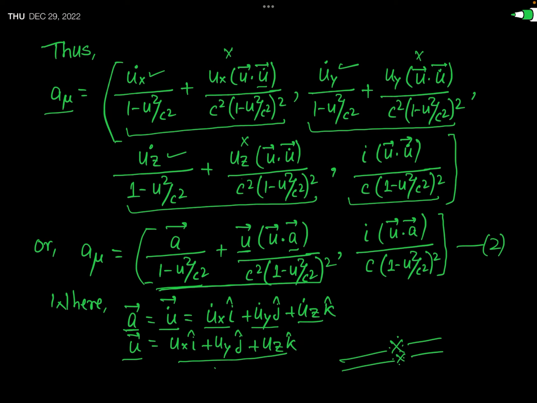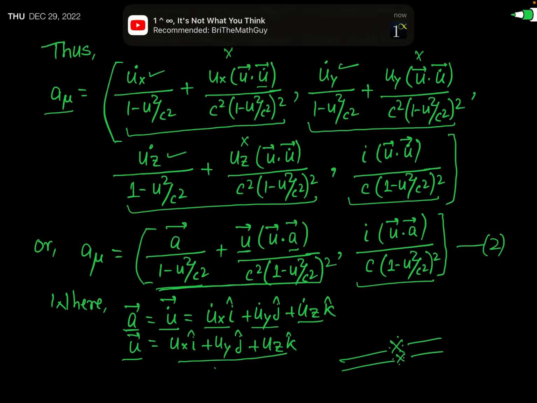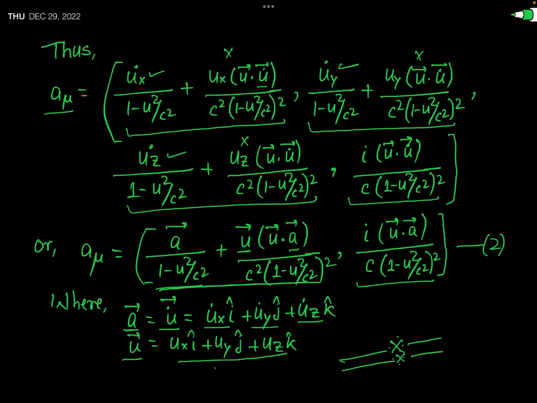Okay, and the 4th component is this, you can see, this is i times (u dot a) divided by c times (1 minus u square by c square) whole square. Okay, and in this way you can express all the 4 components of this acceleration 4 vector. I think you have understood these concepts very clearly, because this was a very simple concept, and so definitely when you watch the video you will enjoy it.